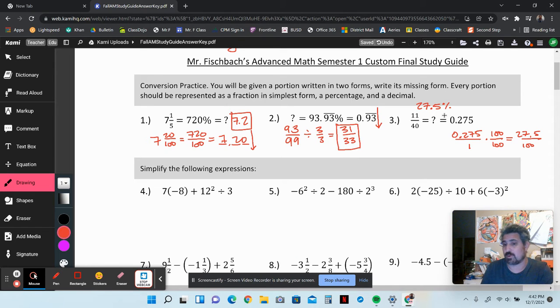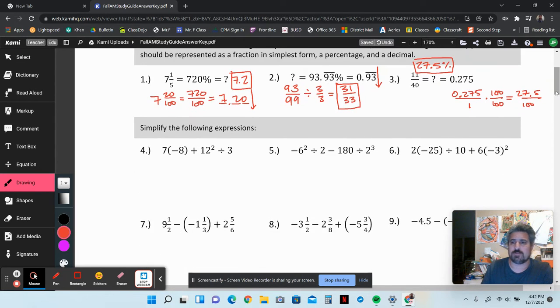Percent has an R in it, right? And if you're going from a percent to a decimal, which has an L in it, just drop the percent sign and move it to the left, and vice versa. So there's your answer for number 3. Okay, cool. Let's talk about these ones down here.